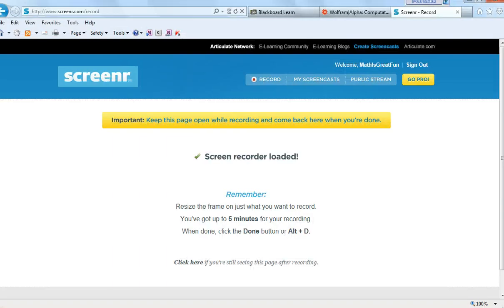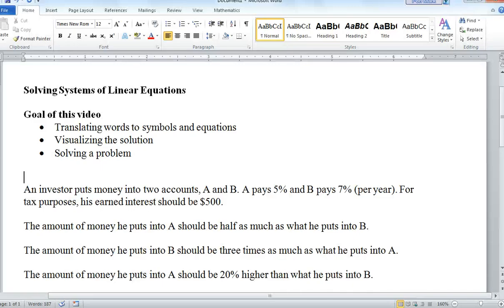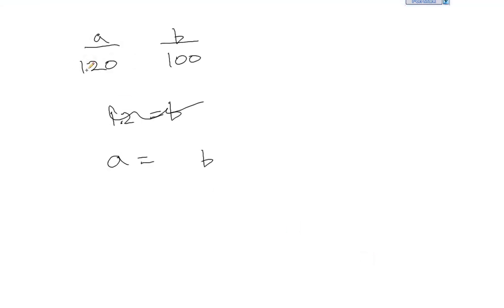So our goal is to ensure that the amount of money in account A should be 20% higher than what he puts into B. So if there's $100 in account B, then he should put 120 into account A. So how do we get that relationship? Well, if we take B and multiply it by 1.2, which remember is equivalent to 120%. So basically we want to get 120% of what's in B and put that in A. And so there's one relationship.